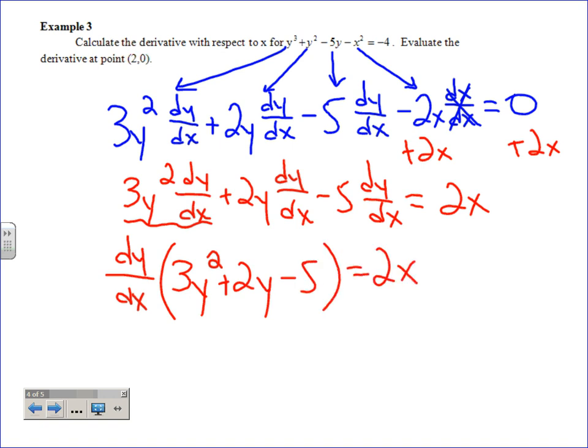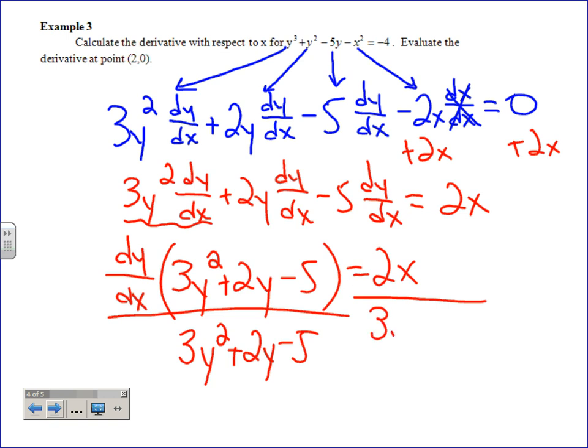It's still not by itself. So good try, but we factored it, but it's still not by itself. Divide by what? Yeah, divide by all that junk that's in the way, right? Sound effects optional when you do it. So dy/dx equals that.